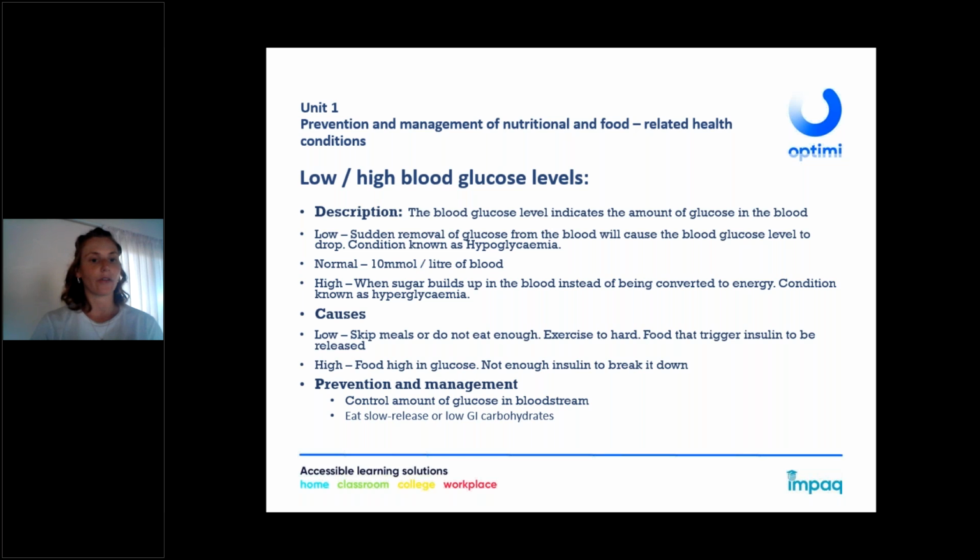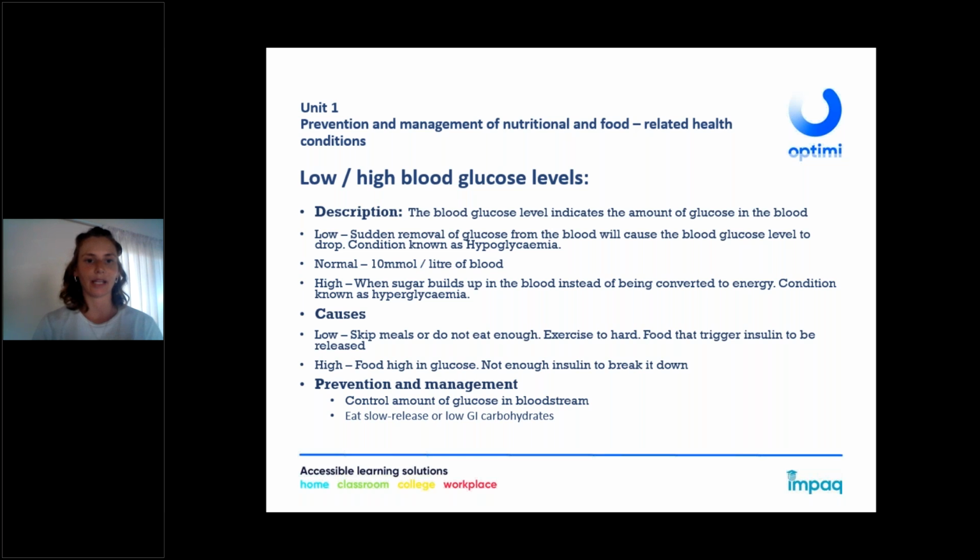The causes of a low glucose level are when you don't eat enough, when you exercise a lot or too hard, or there's a type of food that triggers insulin to be released at a high level, and that then causes your blood glucose level to drop. The causes of a high glucose level is food that you take in that has high glucose in it, and then the insulin in your body is not enough to break it down. And then we all know this leads to diabetes.